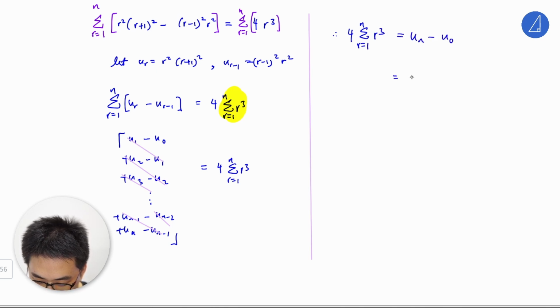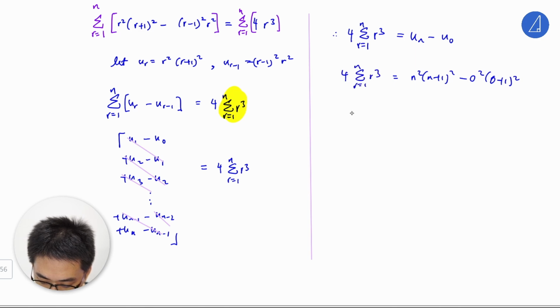U0 to UN was n squared, (n plus 1) squared over 4. Here you go.